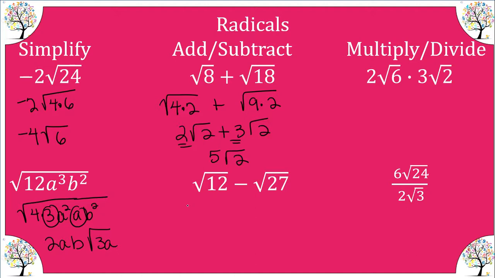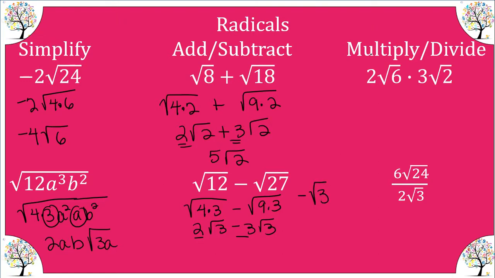Here we're going to subtract, and so we're going to break down 12 into 4 times 3, break down 27 into 9 times 3. We're left with 2 radical 3 minus 3 radical 3. We subtract 2 minus 3 and get -1, or just negative radical 3.